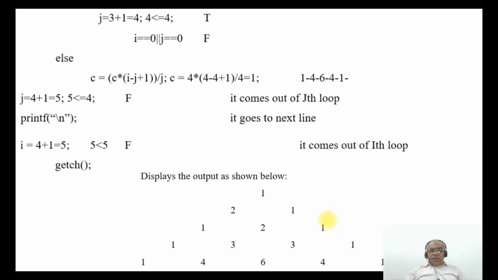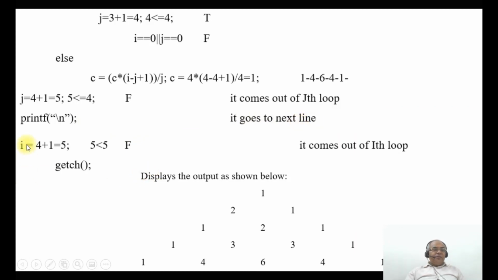Then after that j is equal to 3 plus 1, which is equal to 4, is 4 less than or equal to 4, the condition is true. So it checks whether I is equal to 0 or j is equal to 0. In this case the condition is false, else the c value will be equal to the previous value of c, 4, into the I value 4, j value also 4, it becomes 0 plus 1, so 4 by 4 becomes 1 and gives 1 space. And the j value will be equal to 5, 5 is less than or equal to 4, the condition is false, it comes out of the j loop and it goes to the next line.